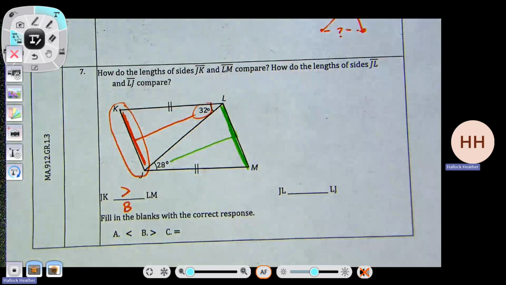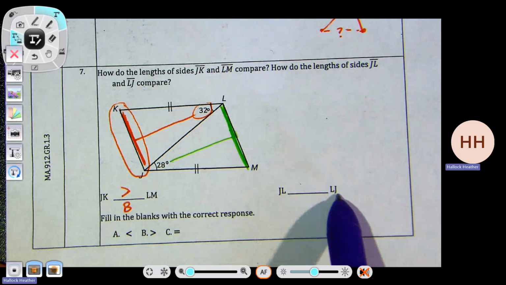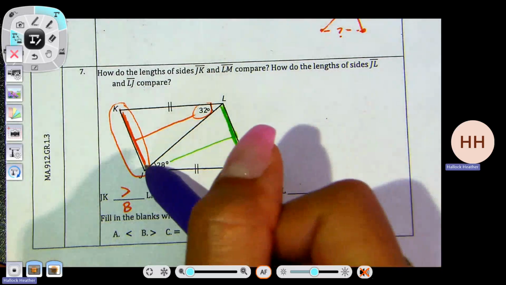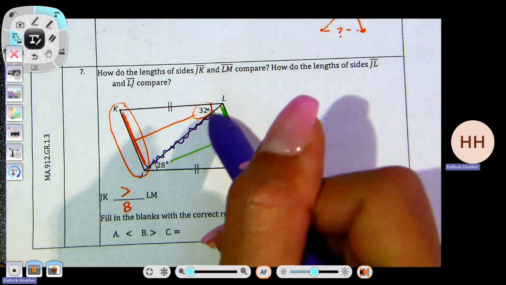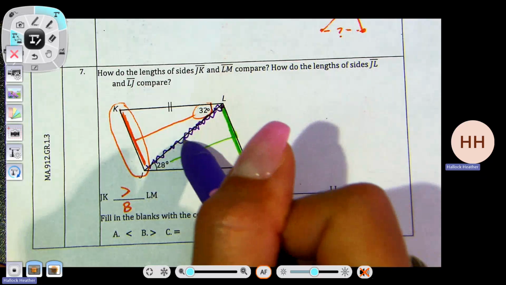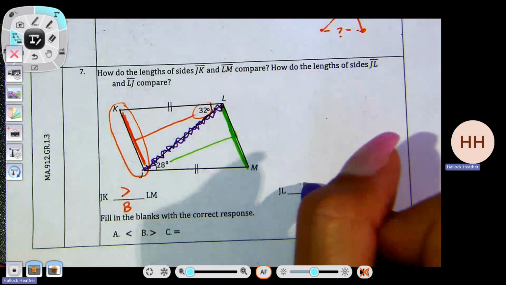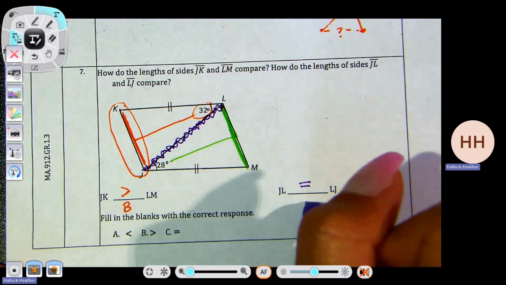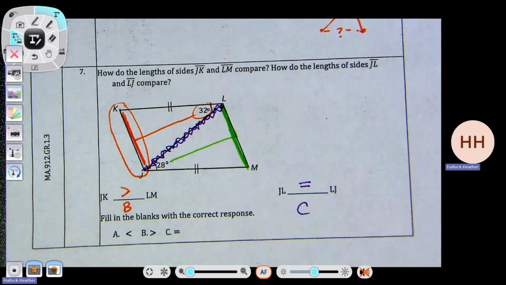If we compare JL to LJ, JL is here. LJ is the same line, just backwards. If they're the same line, then it's automatically going to be equal, or option C. Because they're equal, because it's the same line, just backwards.